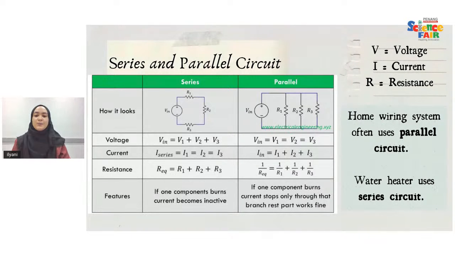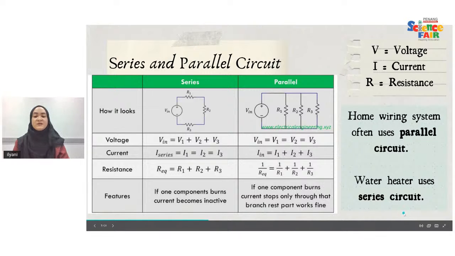So how we use series and parallel depends on the applications that we want. That's why in our home wiring we often use the parallel circuit, because we want to optimize the applications. And in our water heating system, we use series circuit because we want to enhance the safety.